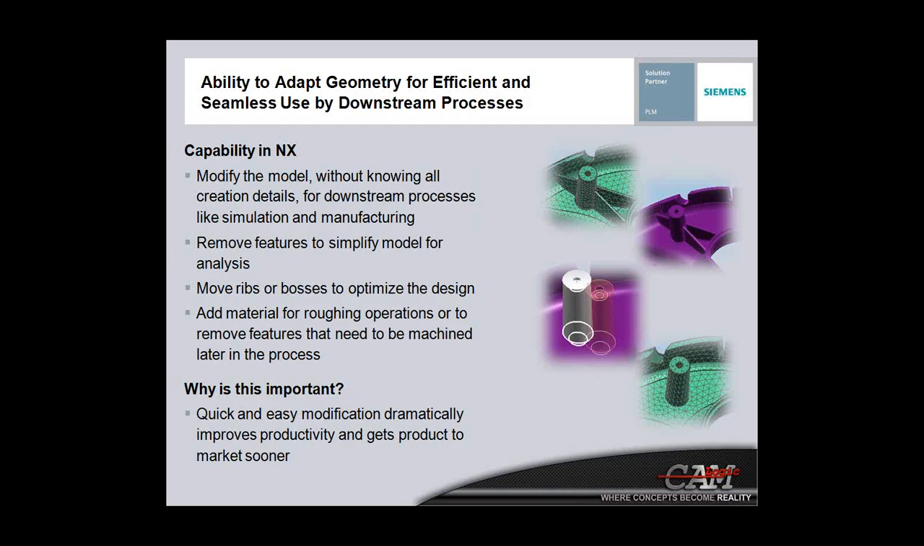In simulation, Synchronous Technology and its associativity to the CAD model allows the analyst to edit and try multiple design alternatives very quickly. Common functions for the analyst may require removing features to simplify the model for analysis. Another function for the analyst may be removing ribs or bosses to optimize the design. Whatever the case, this technology aids the analyst in getting an optimized design in the most efficient manner.